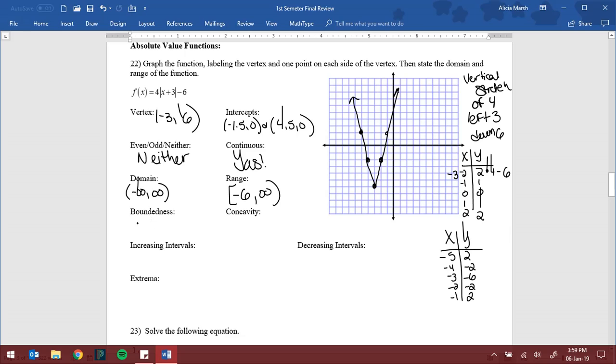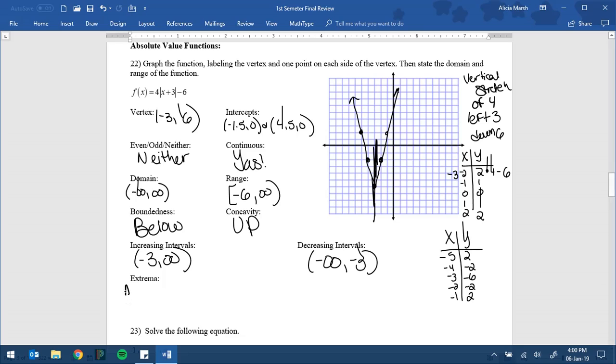Okay. Boundedness, it is bounded below the graph. Concavity, it is up like a cup, right? It's pointing upwards, opens up. Increasing interval, we are increasing from -3 to infinity, right? So starting here, going up. Decreasing -infinity to -3. Remember, these are always your x values.